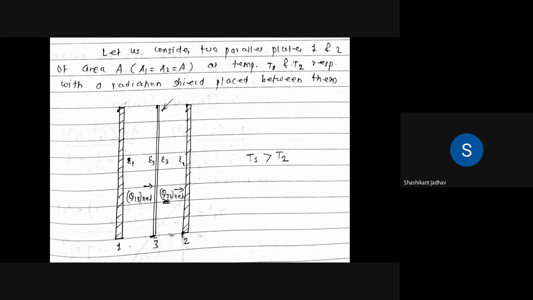Okay, so all of you write down, let us consider two parallel plates, 1 and 2, of area capital A, in bracket A1 is equal to A2 is equal to A.